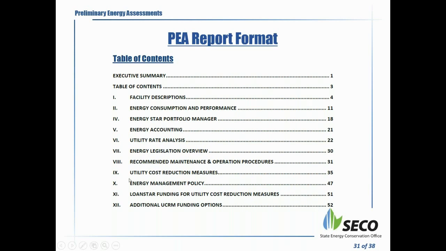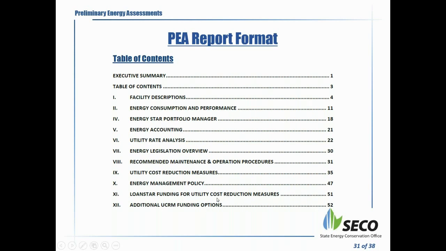So this is the section in which we will be identifying lighting, HVAC controls, commissioning, any other project. Basically, what is the potential cost of that project and what are the potential savings for that project. So the utility cost reduction measures section will have the description of the project, the potential cost, the potential payback of the project, basically. And then we will have some input on your energy management policy. Then there's a discussion specifically on the SECO LoneStar funding options for the projects, and additional funding options may be identified also.